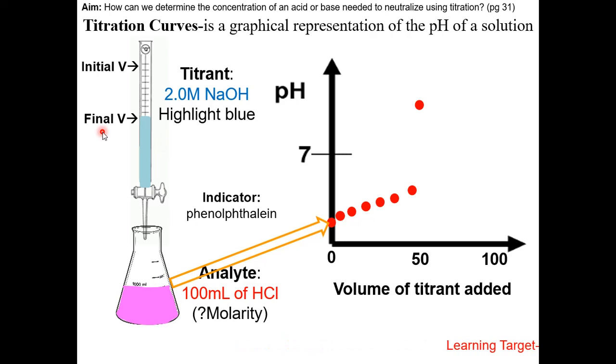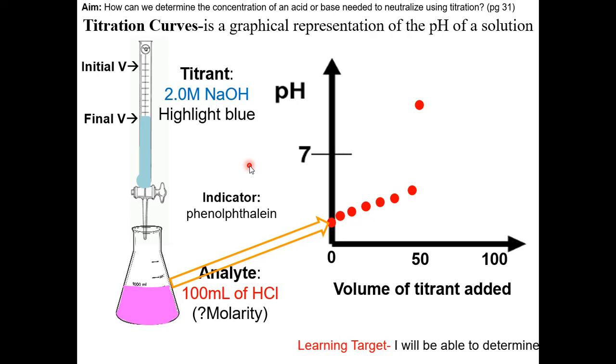With the final volume, we can determine the volume of 2 molar NaOH that was used to neutralize 100 mLs of unknown molarity of HCl. Using this information, we can calculate the molarity of HCl. But before we do that, let's finish up the titration curve.